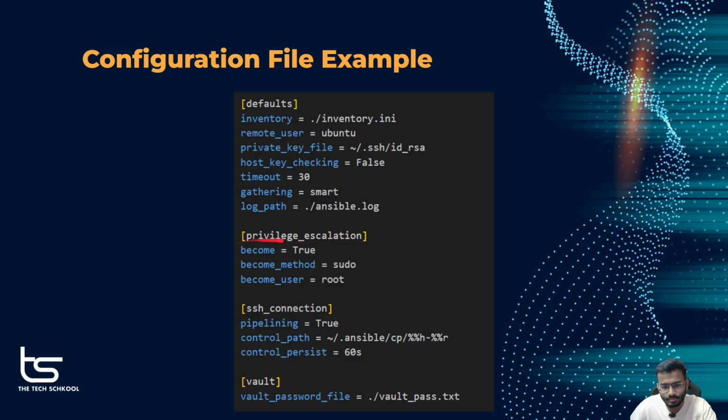Here you can see other sections as well, which we can use. Suppose privilege escalation: you might have heard about sudo su, that is, getting the highest, root user's access to perform some actions. This section is essentially used for that. Then ssh_connection, where a few parameters regarding SSH can be present. Vault is also another concept that is used to store passwords safely inside Ansible, so that section can also be used in a configuration file.